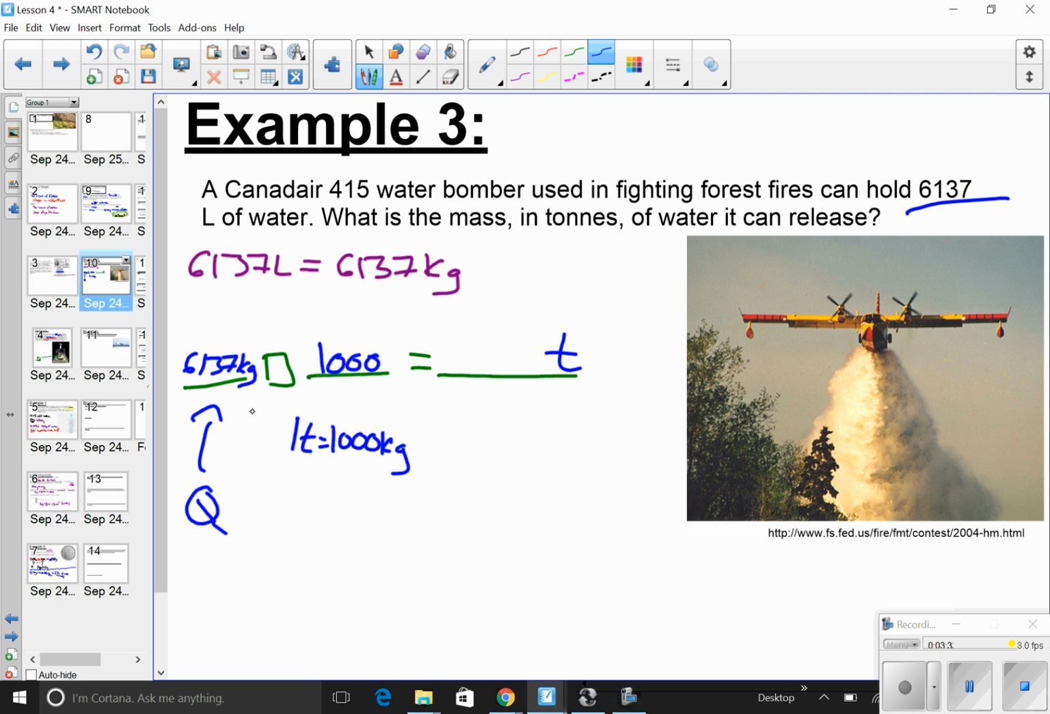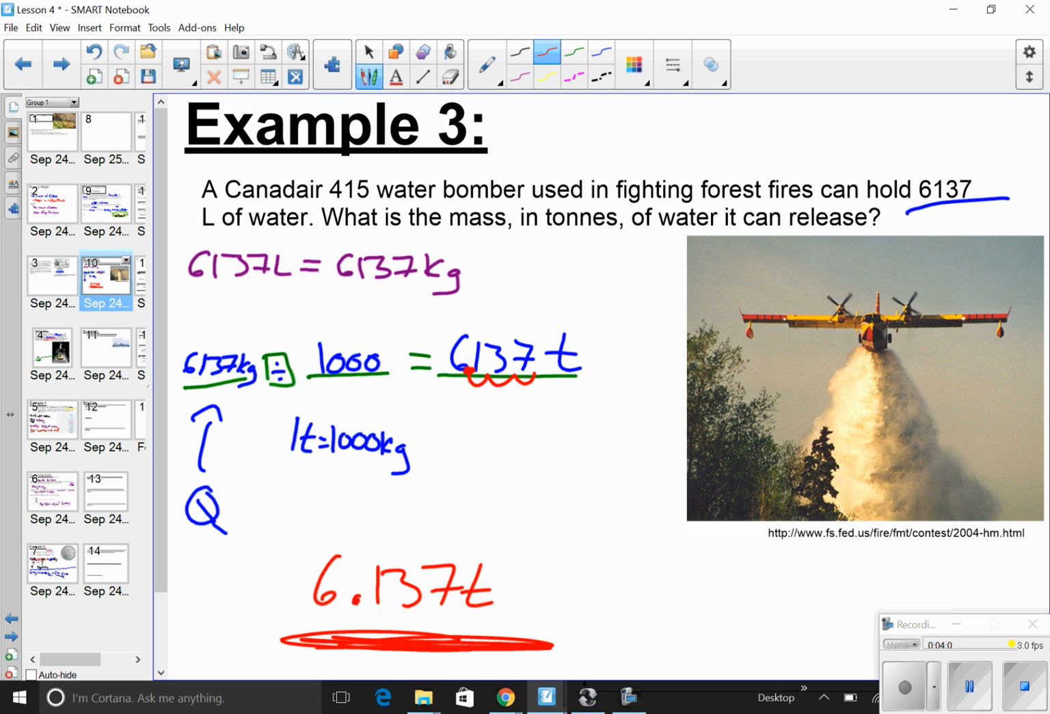And a ton is way bigger than a kilogram, so we're switching to a bigger unit. So our number needs to get smaller, so we're going to divide. If I divide 6,137 by 1,000, I'm going to move the decimal 3 spots to make it smaller. 1, 2, 3. So my answer is 6.137 tons. Sweet. All right, let's move on.